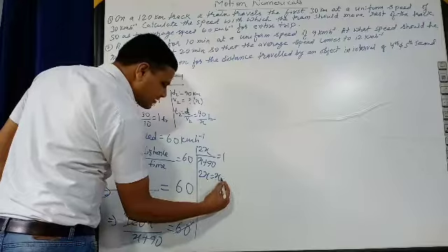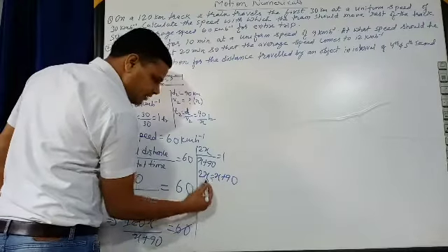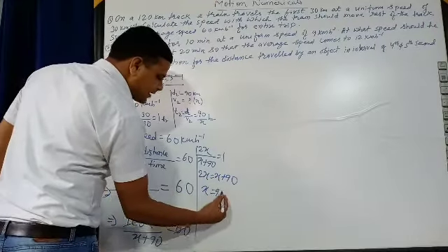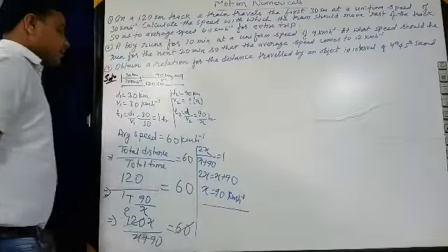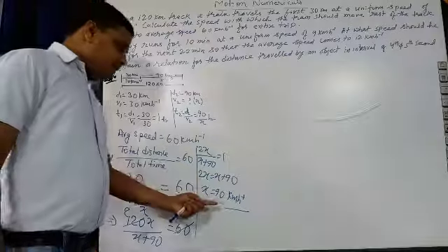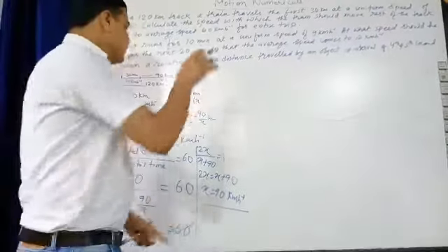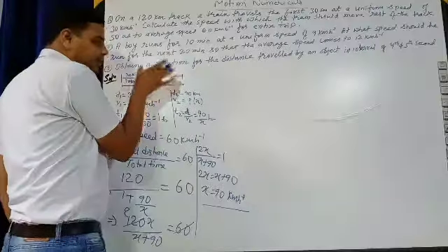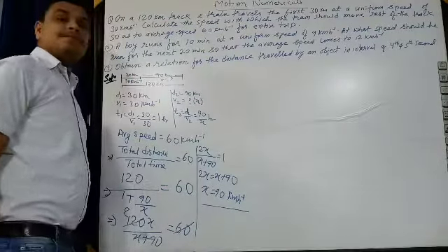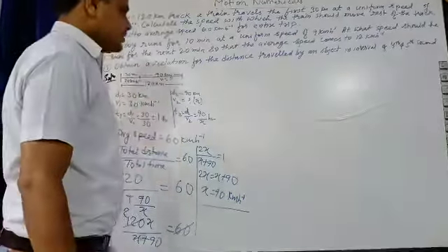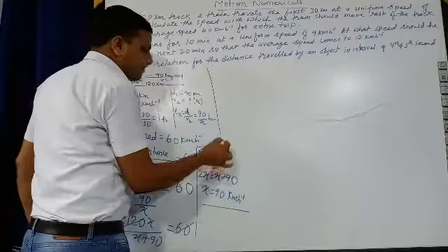2x will be x plus 90. This will come to this side. X, we will get 90 kilometer per hour. That means the person has to travel at 90 kilometer per hour for the next 90 kilometer, so that the average speed will be 60 kilometer per hour. Okay, this is question 1.